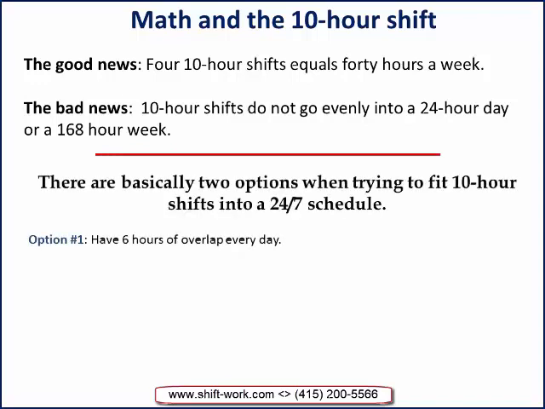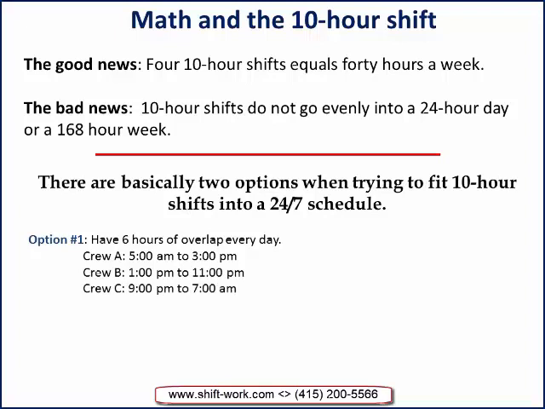Option 1 is you can have 6 hours of overlap every day. So 3 10-hour shifts gives you 30 hours of coverage, and there are only 24 hours in a day, so let's take a look at some sample start times. Crew A could go from 5 a.m. until 3 p.m. Crew B could go from 1 p.m. until 11 p.m. So we see we have a 2-hour overlap from 1 p.m. till 3 p.m. And then Crew C can work from 9 p.m. until 7 a.m. So Crew C and B are both there from 9 p.m. to 11 p.m. And then Crew C is also there until 7 a.m. even though Crew A gets in at 5 a.m. So we have 2 hours of overlap at every shift change time.